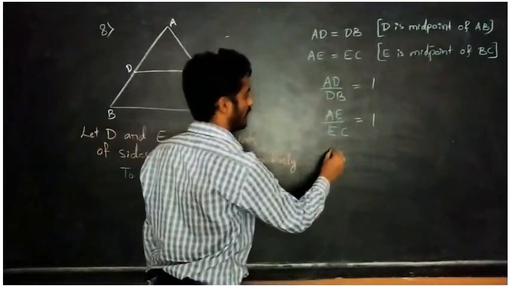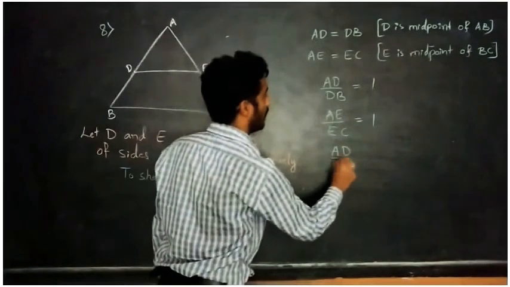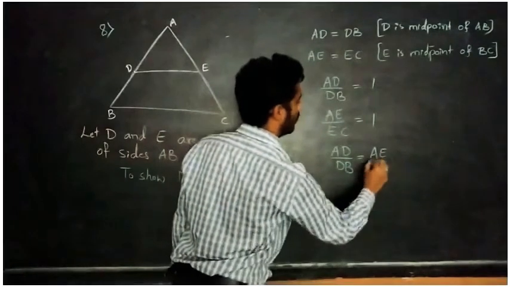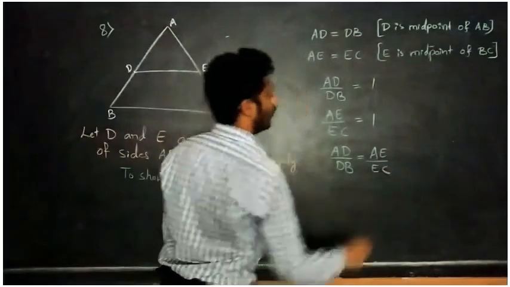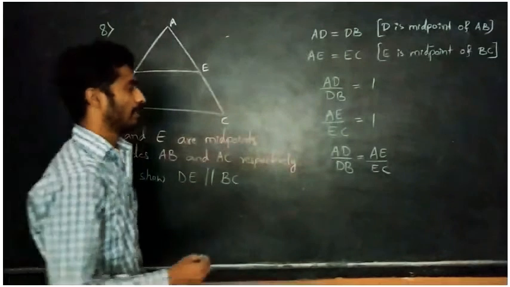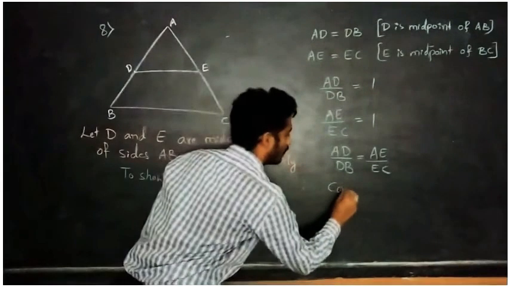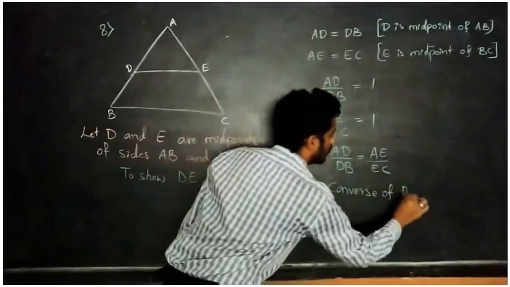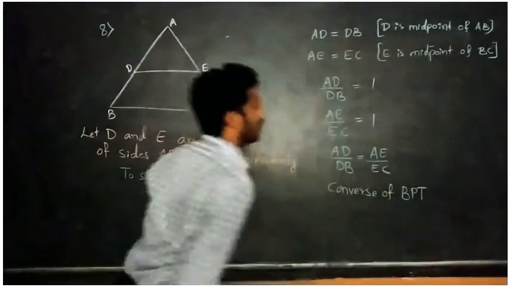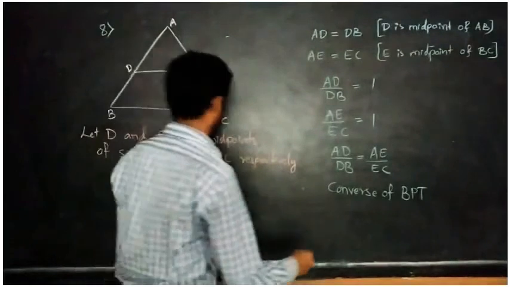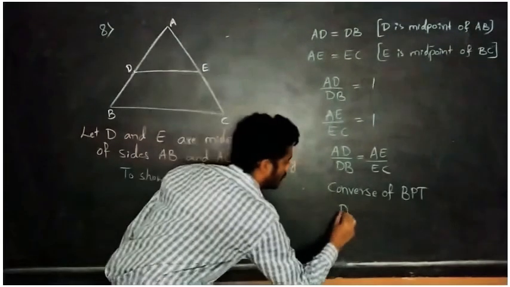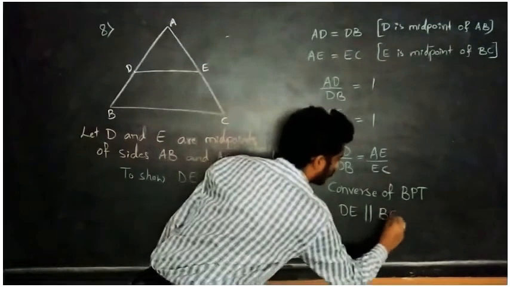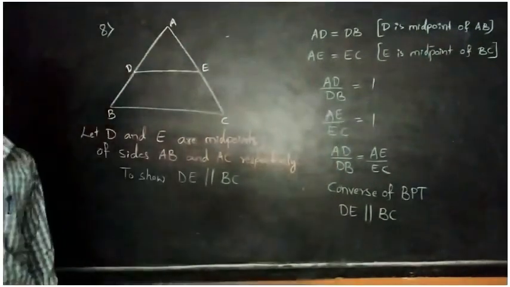So therefore we get AD by DB equal to AE by EC, which satisfies the converse of BPT. By the converse of BPT, you can say that DE is parallel to BC.